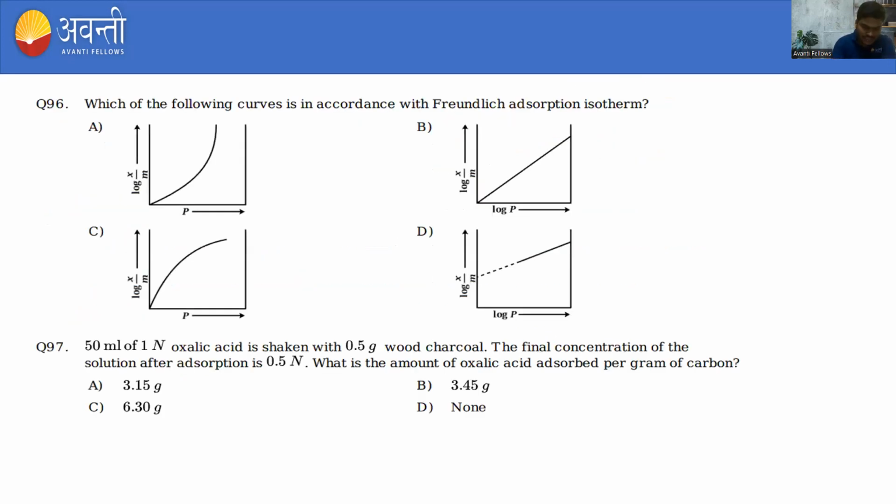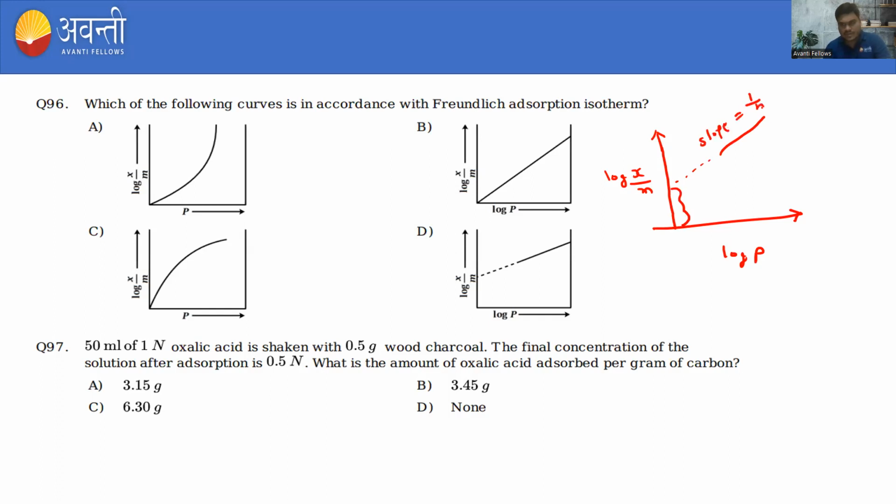Chalo, move to the next question, question number 96. Which of the following curves is according to the Freundlich adsorption isotherm? In the Freundlich adsorption isotherm, how will you draw the curve? On the x-axis we take log p, and on the y-axis we take log x/m. This is the intercept, and the slope is nothing but 1/n. This is the intercept, log k. So option D is absolutely correct for this question. Okay? Did everyone understand?